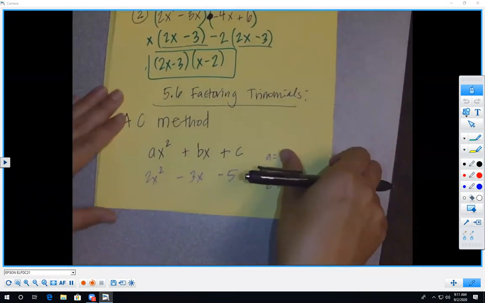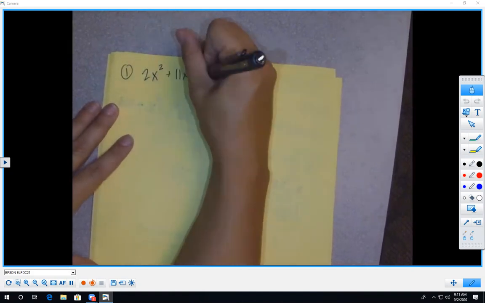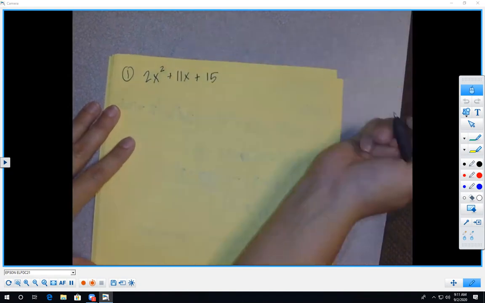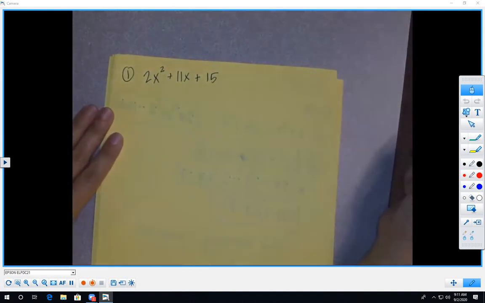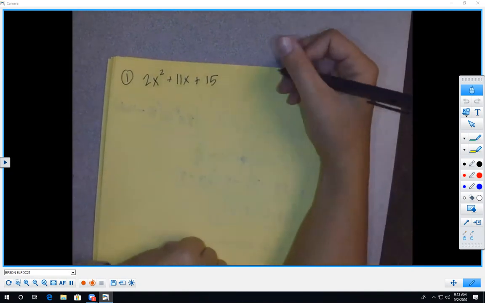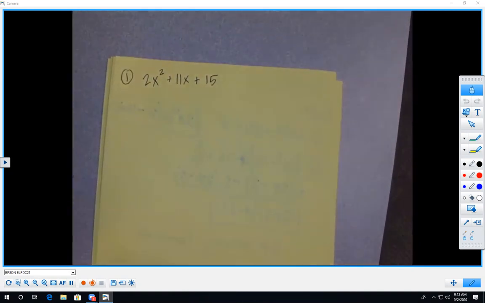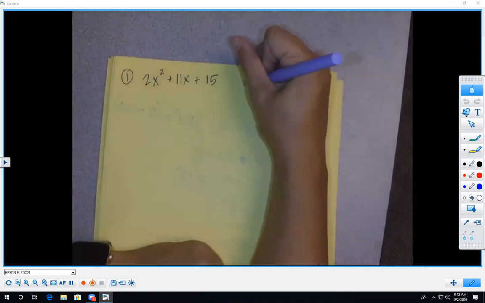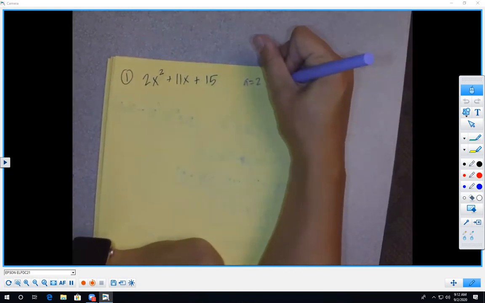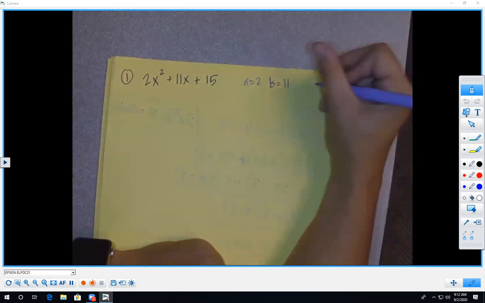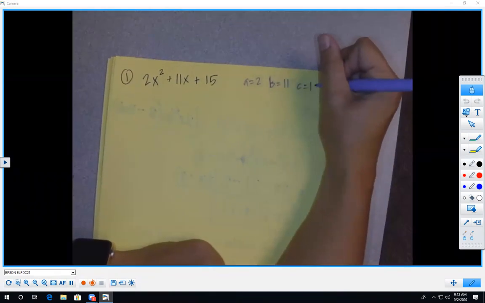Okay, so let's do some problems. Let me show you how to do it. I'm going to start on a clean sheet. If I have 2x squared plus 11x plus 15, that is our first problem we're going to factor. Okay, let's start off by telling what A, B, and C are. What's my A value here? 2. What's my B value? 11. And my C value is 15.